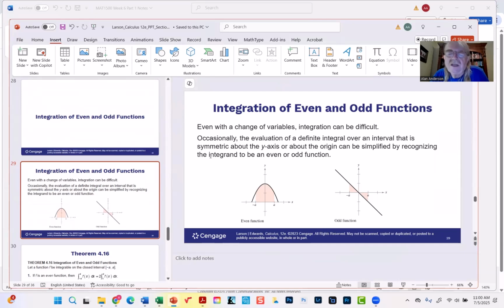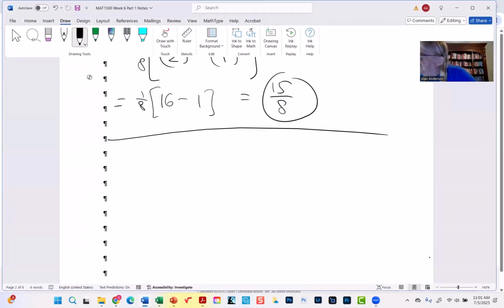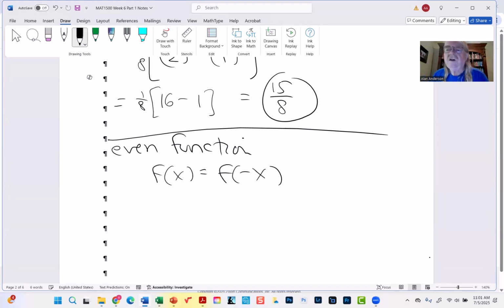Now, if you remember from pre-calc, how do you tell the difference between an even and an odd function? All right, let's go back and review that real fast. An even function means that no matter what x is, the function will have the same value for x and negative x. So as an example, x squared.